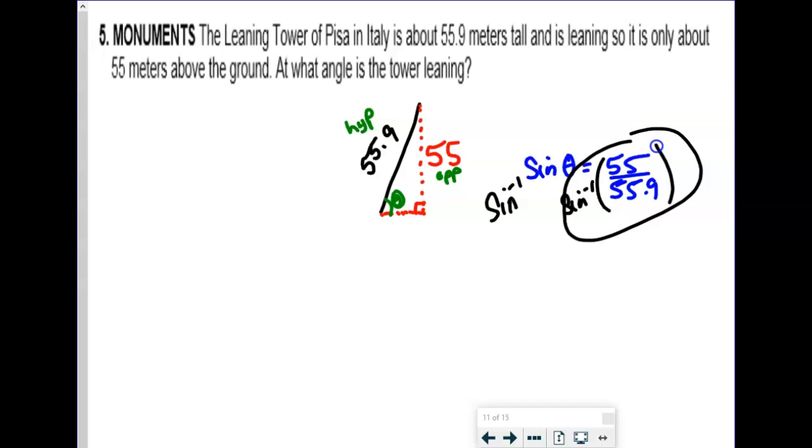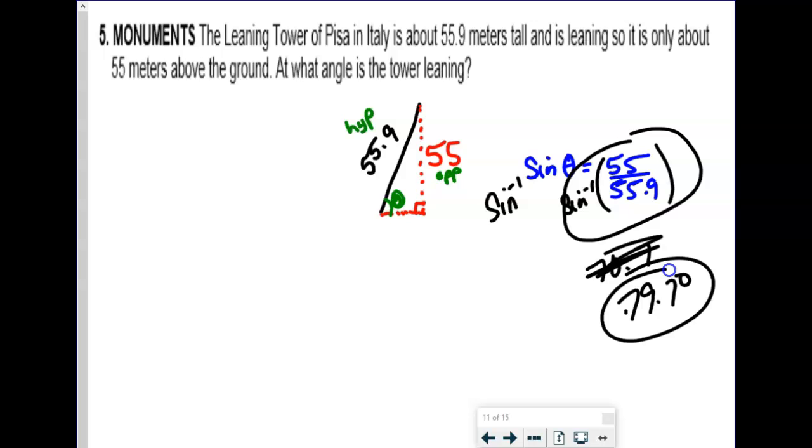What do we get? Okay. Oh, 79.7. Not at all what I wrote down. Okay. Thank you. Which might make sense. I don't know.